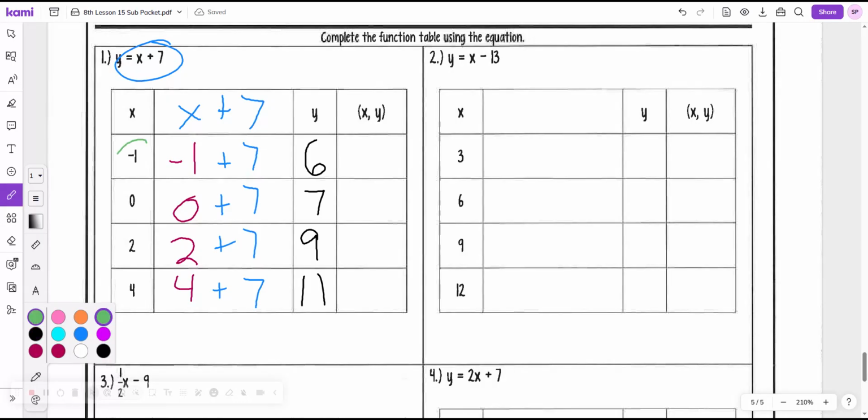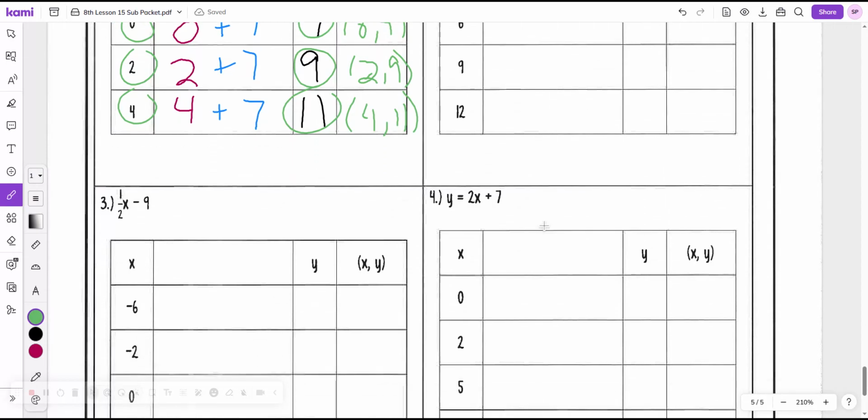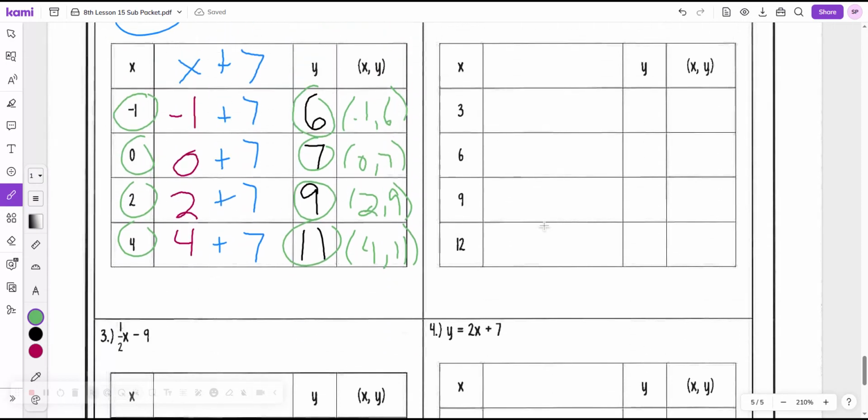So when we put in a -1, we got out a 6. So my ordered pair is -1, comma 6. A 0 gave us a 7. 0, comma 7. 2 gave us a 9. And 4 gave me an 11. Okay, so there are 3 more of those for you to do and practice on your own. You can use a calculator, it's fine.